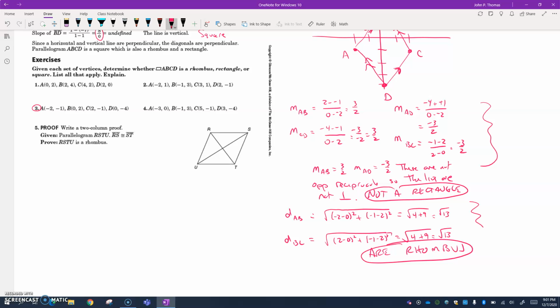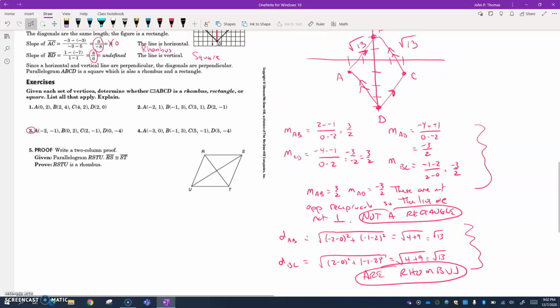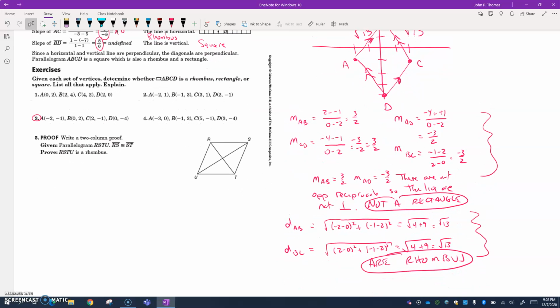Then the consecutive side distances: if you know it's a parallelogram and two consecutive sides are congruent, that forces you to have a rhombus. If that's not true, it won't be a rhombus. So that's how I'd approach each of these problems. Those are my examples, and then you always have the book example to take a look at for an alternate method.